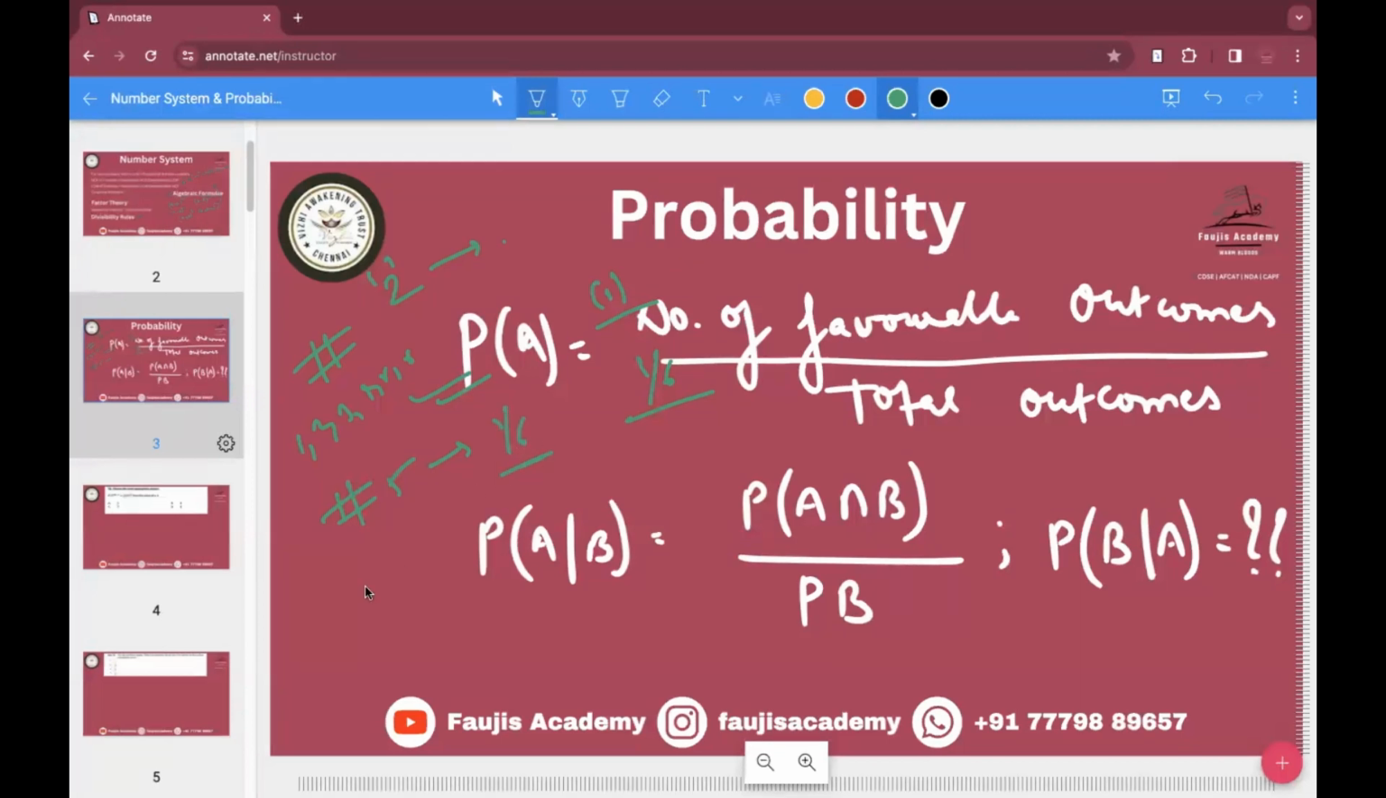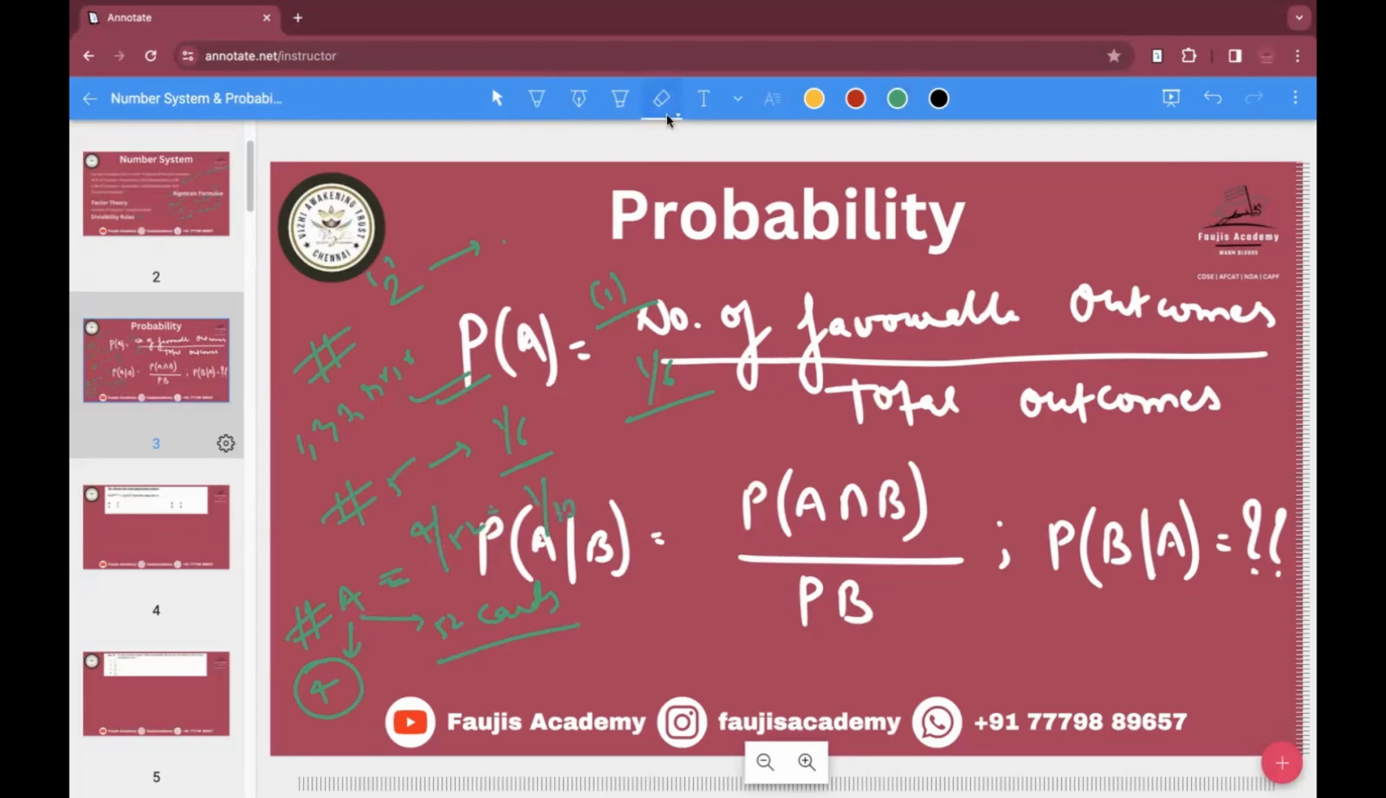In a deck of cards, what is the probability of getting an ace? How many aces are there? Do you know? It's 1 by 13, sir. Yes, 1 by 13. In a deck of cards, there are 52 cards. They won't tell you anywhere that there are 52 cards. You will have to know it. They won't tell you there are 4 aces. So 4 by 52. Right, guys?